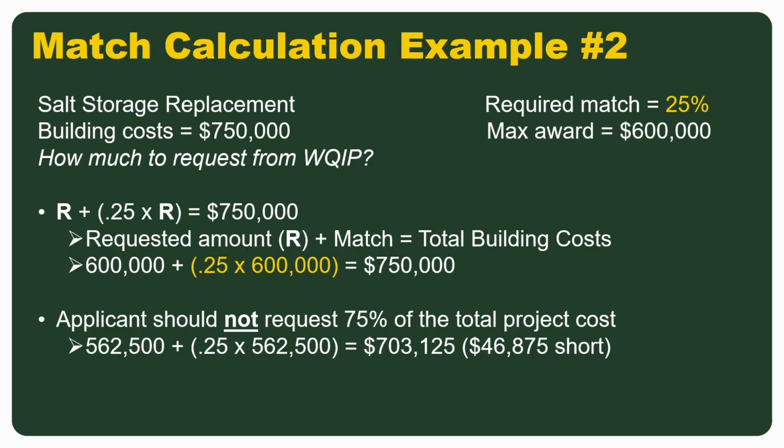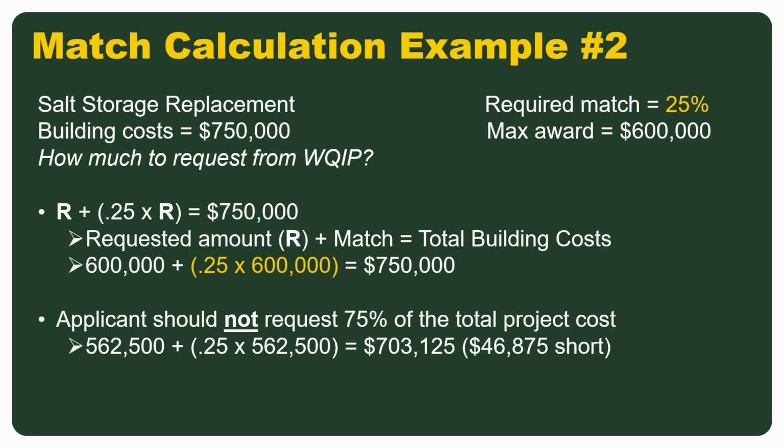For the next example, the applicant is applying to complete the construction of a replacement salt storage shed. It is estimated to cost $750,000 for the building cost. The current program overview indicates the required match is 25%, and the maximum award for a replacement structure is $600,000. So here we're going to go through how much an applicant should request from WQIP if their requested amount is unknown to ensure they have enough funding for the $750,000 project costs.